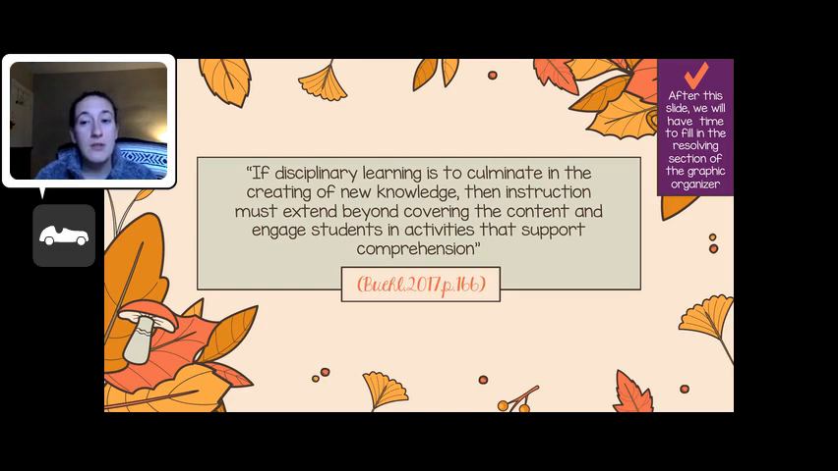So right now, you're going to have time to go fill in the resolving section of your graphic organizer. And you can always have the option of playing back this professional development so that you can hear about any new knowledge being displayed, because that's the whole point of the resolving part of the graphic organizer.